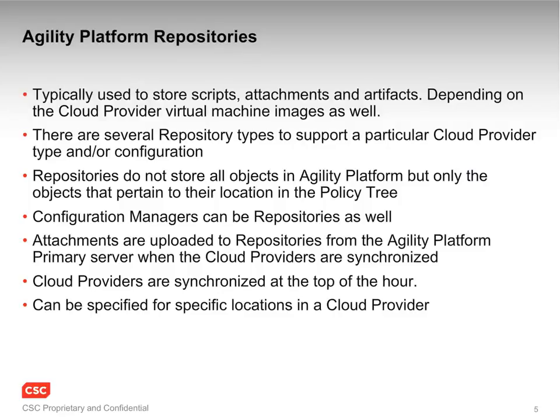Agility platform repositories are key to managing Agility. They are typically used to store the scripts and attachments and obviously the artifacts that Agility platform uses. There are several repository types, and these are to support the various cloud providers that Agility supports. Depending on the type of cloud provider, it helps dictate the type of repository. So you will see when you go to configure a repository, there are several options.